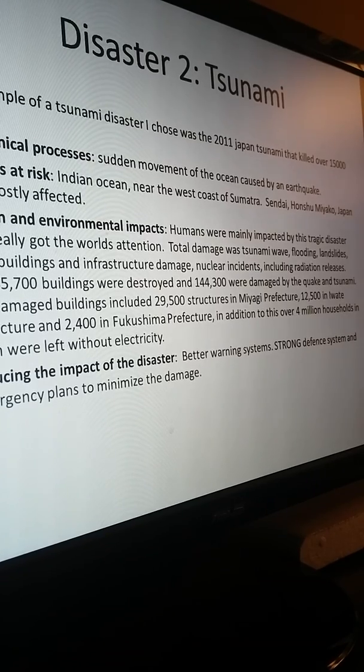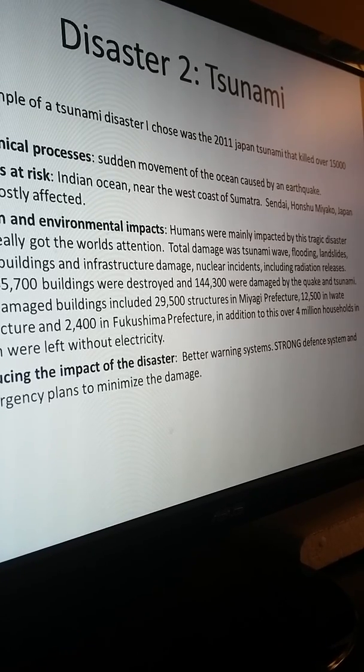My disaster number 2 was a tsunami, specifically the 2011 Japan tsunami that killed over 15,000 people. A mechanical process was the sudden movement of the ocean caused by an earthquake. The regions at risk were the Indian Ocean near the west coast of Sumatra. Sendai, Honshu, Miyagi, Japan was mostly affected.